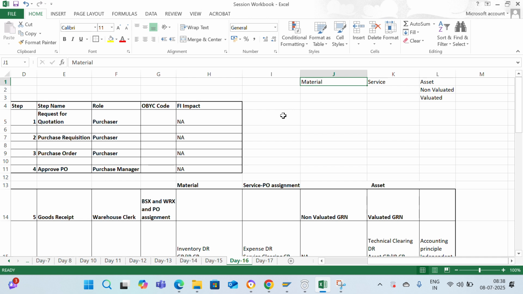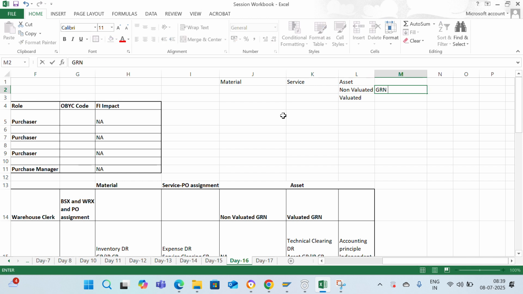So PO can be of three types: for material procurement, or for service procurement, or for asset procurement. Again, if it is for asset procurement, that PO can be valuated or that can be non-valuated. If it is non-valuated, while posting the GRN, the accounting entry is not posted. But when it is valuated, then the accounting entry is posted.